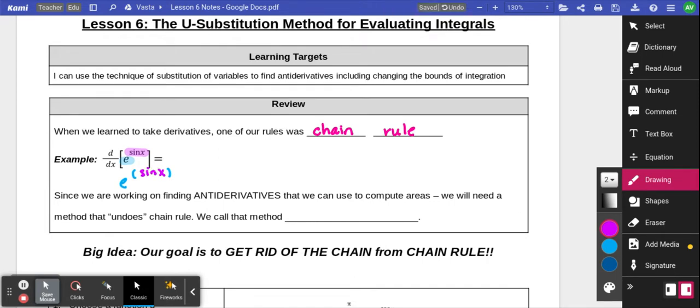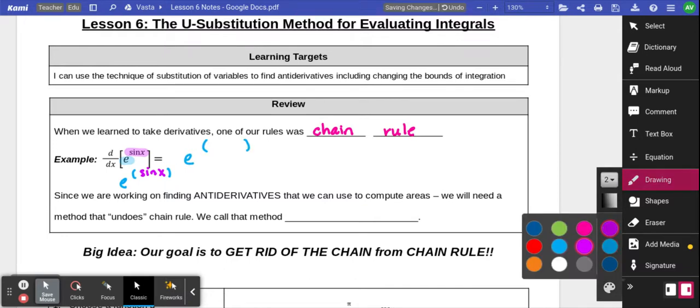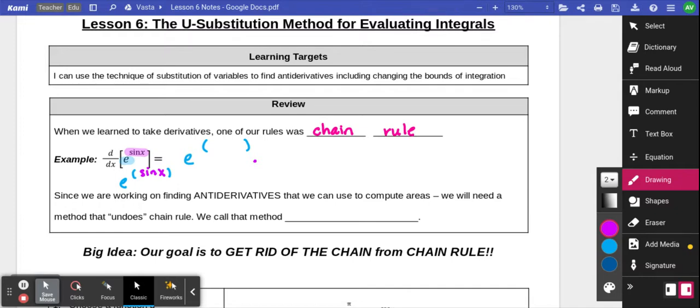Now, when we learned to take the derivative of this earlier this year, you start by taking the derivative of the outside, which, for e to the something, would just be e to the something, and you leave the inside function alone. Then you multiply by the chain, which is the derivative of the inside. Since the inside function here is sine, the derivative of that would be cosine. Remember, when you do chain rule, you leave the inside alone, so sine of x would just stay inside.